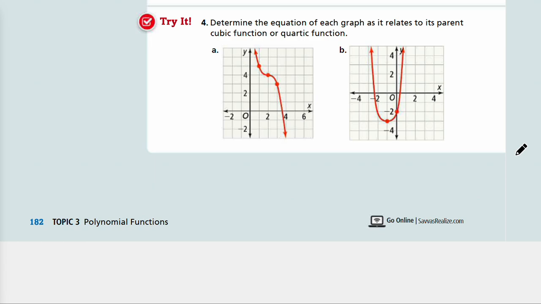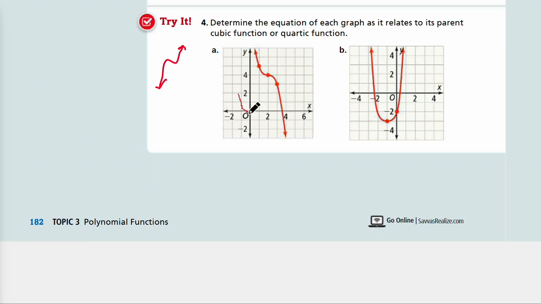Okay, are you ready? So look at part A. Is this a cubic function or a quartic function? It is a cubic function because the end behaviors approach different ways, right? So is this a negative or a positive function? It is a negative function because your parent function would look like this. It starts from negative and then it goes up. So yeah, this has to have a reflection.